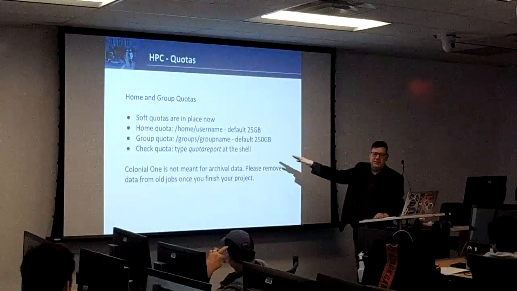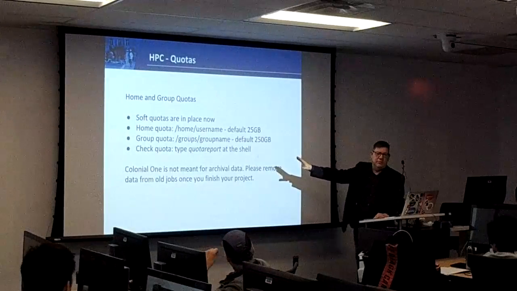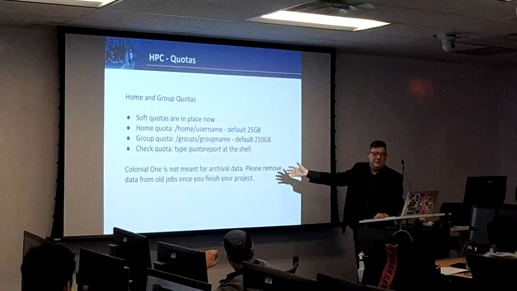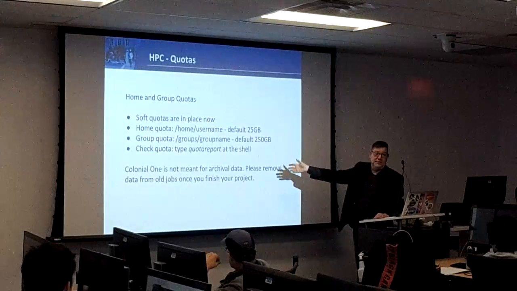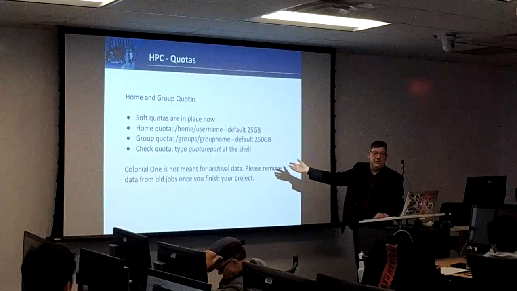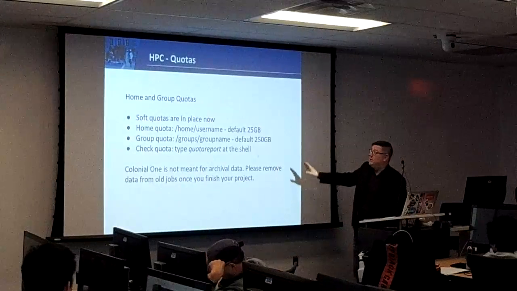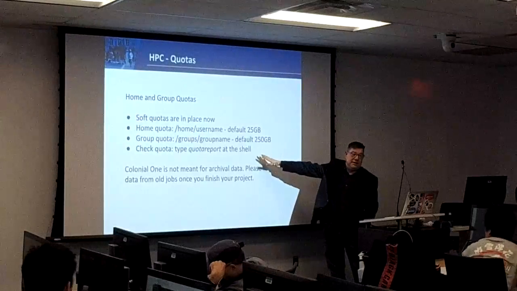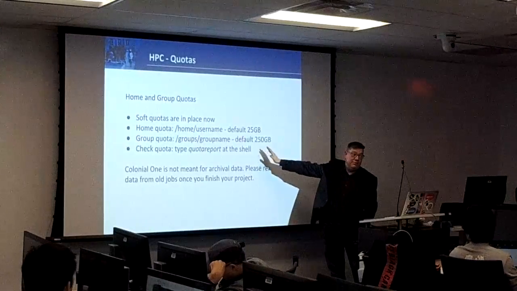I'll be honest, most of our research groups have moved well beyond this. Most research groups, 250 gigs ends up not being enough. That's fine. Again, you just send an email to HPC help, and we get the ball rolling. It does not take that long. But since they are soft quotas, you can blow right past them. And I'm not telling you that so you will blow right past them.